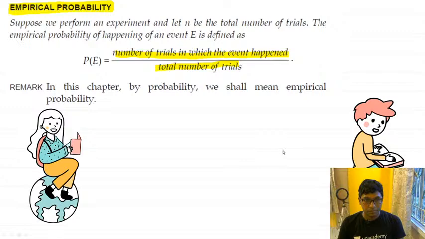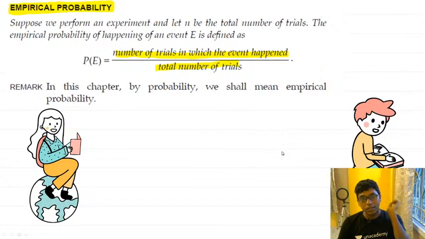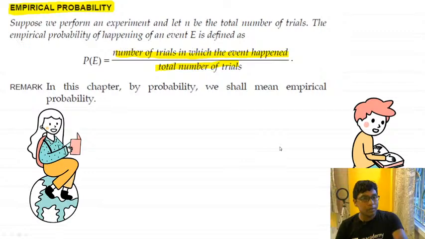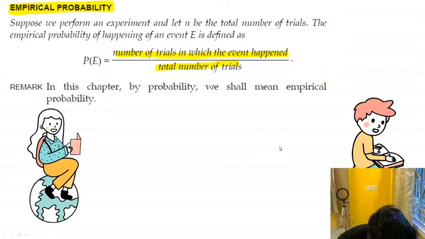Empirical probability. So what is empirical probability? Suppose we perform an experiment, and n is the total number of trials. The empirical probability of happening of event E will be defined by the number of trials in which the event happened divided by the total number of trials. This is the basic probability. There are two kinds of probability, the empirical probability formula and the theoretical probability formula. Theoretically we say this is going to be the probability of the event, and the other is experimental probability. I will explain later with an example what experimental probability and empirical probability are.